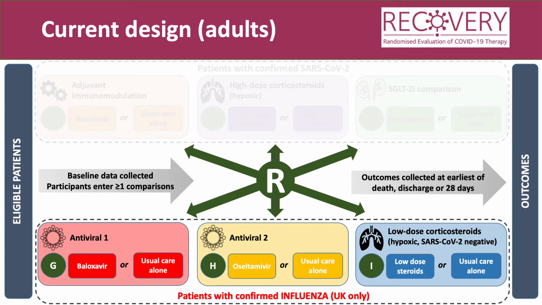No new COVID comparisons have been added with the inclusion of flu, and this training is just about the new flu comparisons, labelled here as G, H and I. These consist of 2 oral antivirals, Oseltamivir and a newer drug called Baloxavir, as well as dexamethasone at the usual COVID dose of 6 mg daily. I'll now talk about each of these in turn.